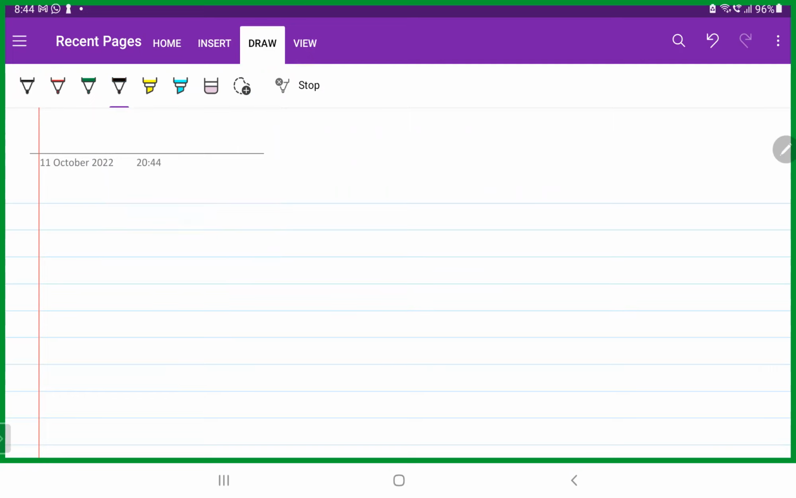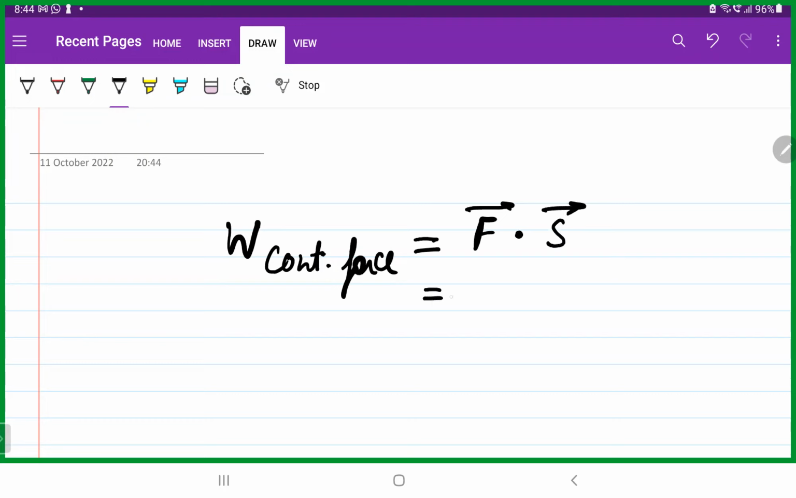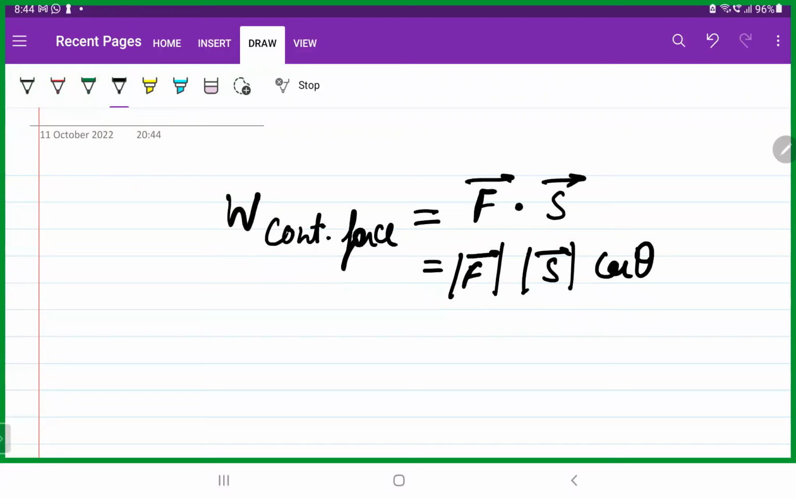Okay, so coming back to the work done again. Remember, this is work done by constant force, right? Work done by constant force. I'll tell you what is the difference, why we cannot apply it for a variable force. Work done by constant force, F dot S, dot product: magnitude of force, magnitude of displacement, cos of angle between them. Okay. Now cos theta, how we define cos theta here?